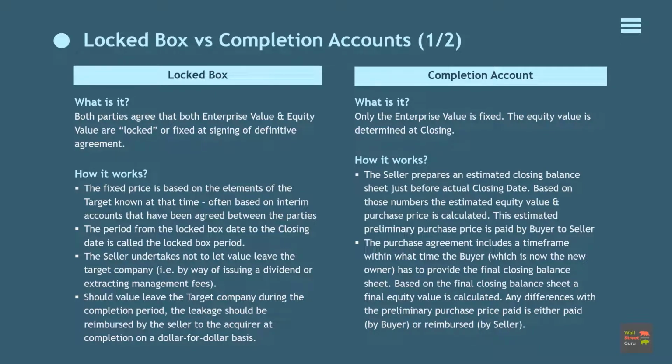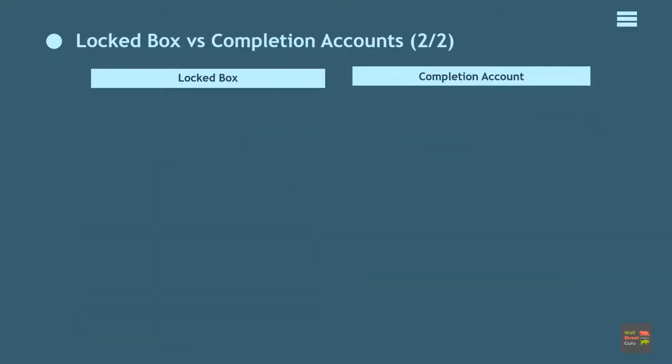The purchase agreement includes a time frame within which the buyer, who is now the new owner, has to provide the final closing balance sheet. Based on the final closing balance sheet, a final equity value is calculated, including final cash, debt and working capital balances. Any differences from the preliminary purchase price paid are either paid by the buyer or reimbursed by the seller. We highlight here the pros and cons of each of the methods.